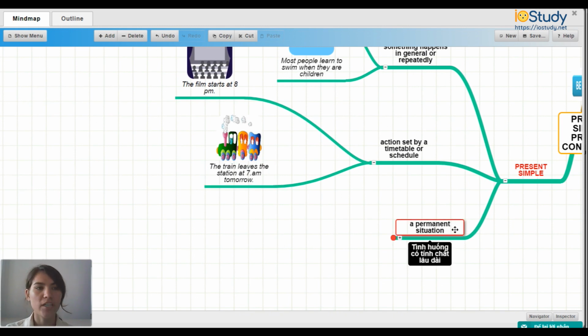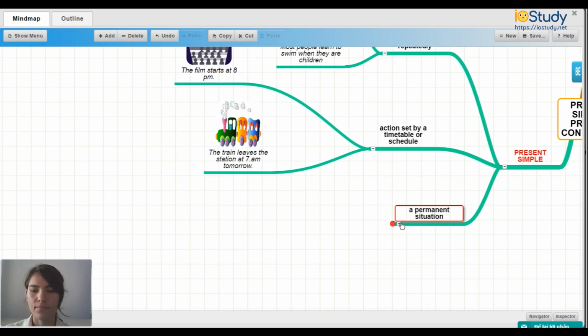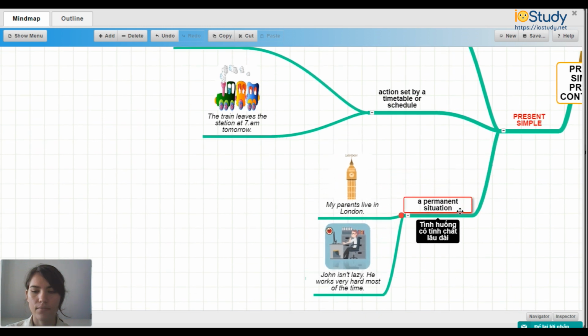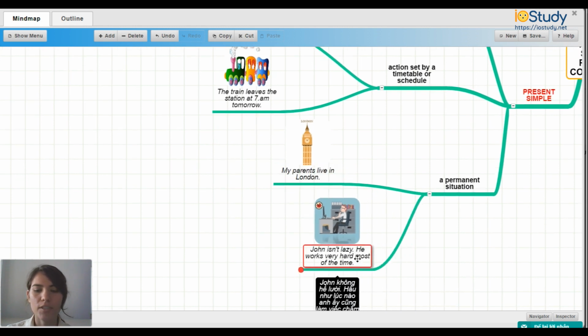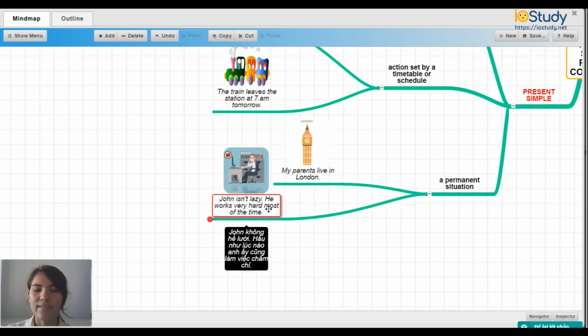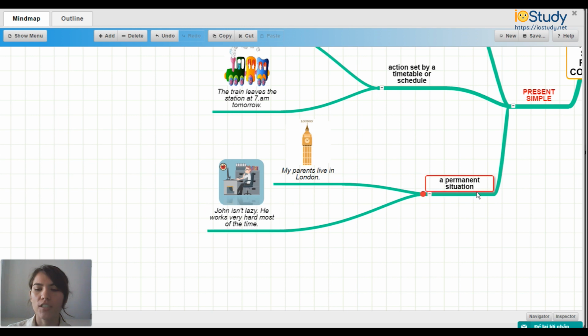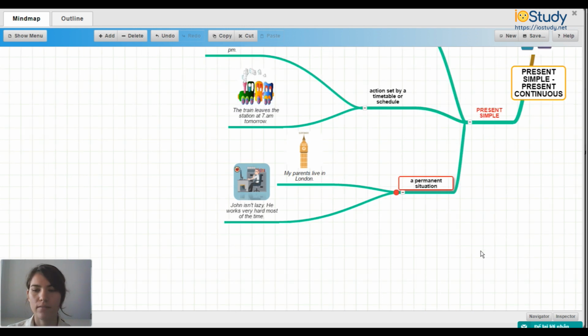Finally, a permanent situation. Example number 1, my parents live in London. And number 2, John isn't lazy. He works very hard most of the time. So these are both permanent situations.